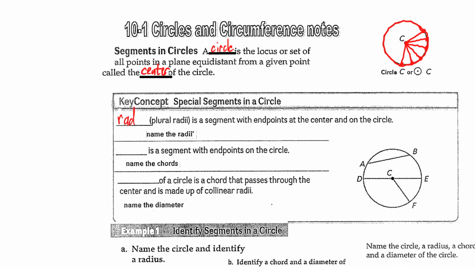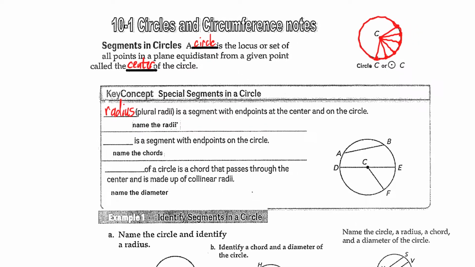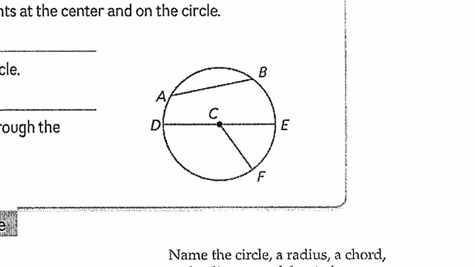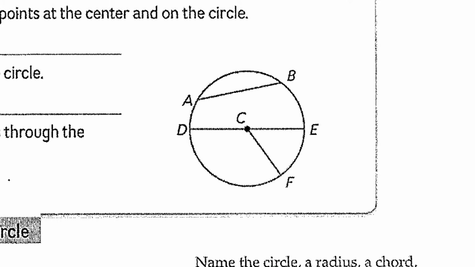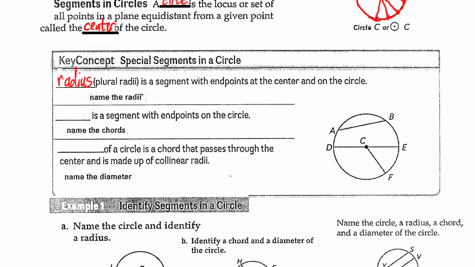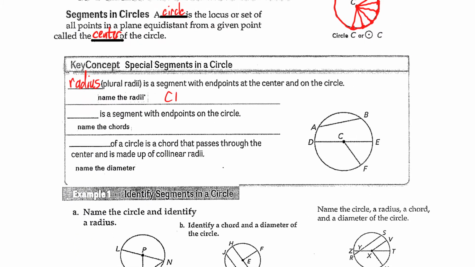All right, so this first one is a radius. The plural of the word radius is radii. So a radius is a segment with endpoints at the center and on the circle. So in this circle right here, there's 3 radii that we can name. So what are the 3 radii here? CF, CD, and CE. Those are the 3 radii.